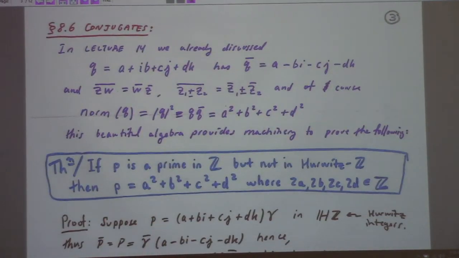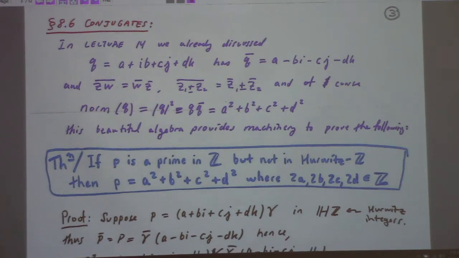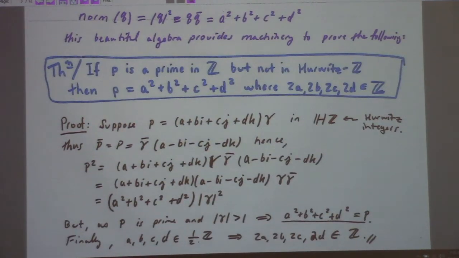There's a conjugate, of course, as we've discussed. And basically, this is one of the critical theorems here, is that if p is a prime in the integers, but is not a Hurwitz prime, then p is equal to the sum of 4 squares. All right, where these, I guess these could possibly be half integers, right? I'm saying that doubling these objects, a, b, c, and d, are integers, which means it's possible that a is like a half, b is like a half, c is a minus a half, stuff like that, all right?